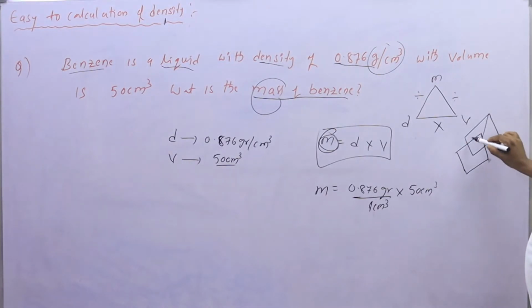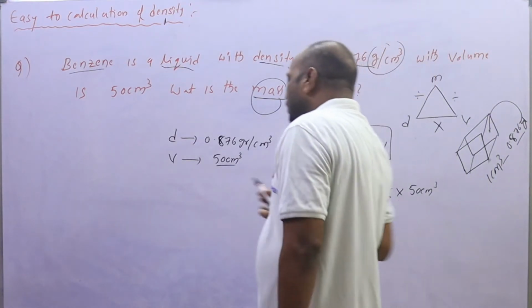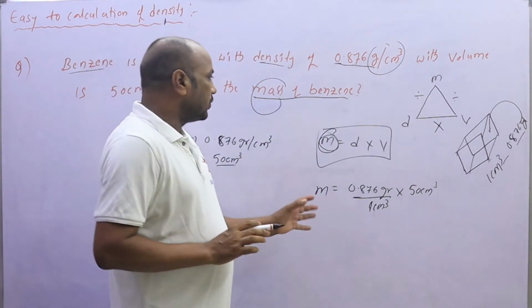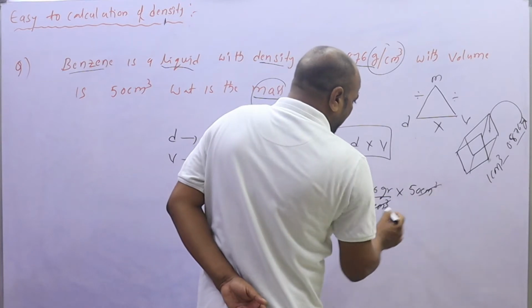It is 1 centimeter cube. The capacity of 1 centimeter cube is 0.876 grams, so 0.876 grams is present in 1 centimeter cube. So you can find out the mass of the benzene. Centimeter cube and centimeter cube cancel.